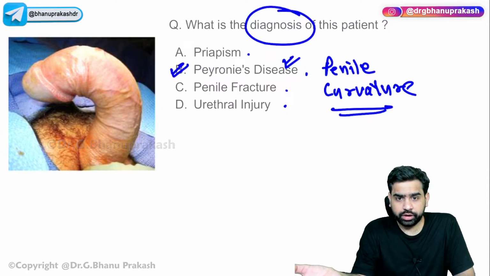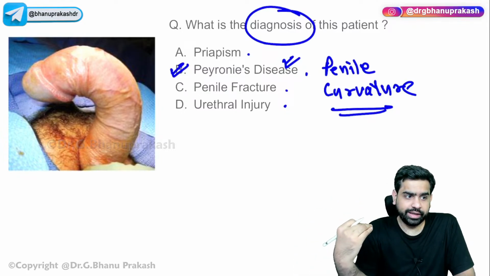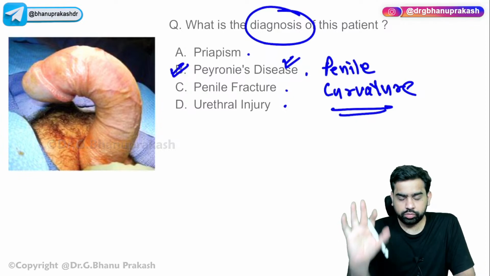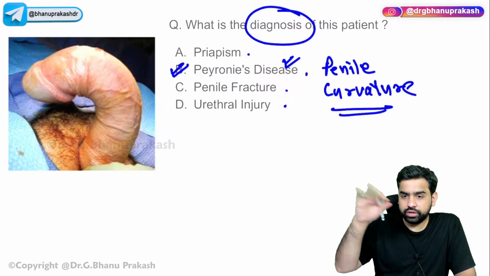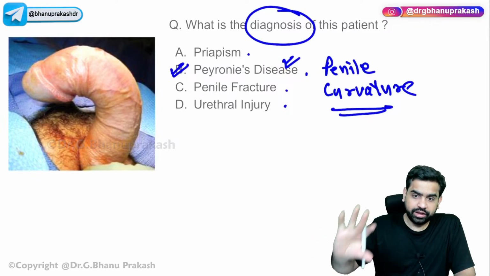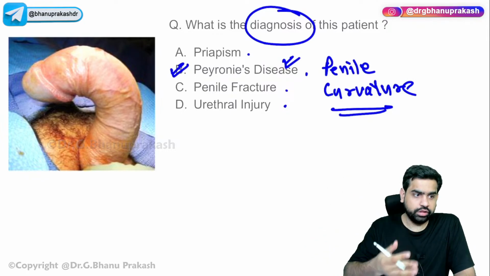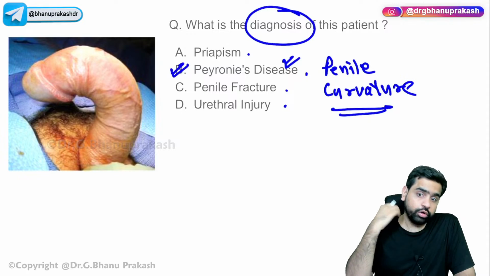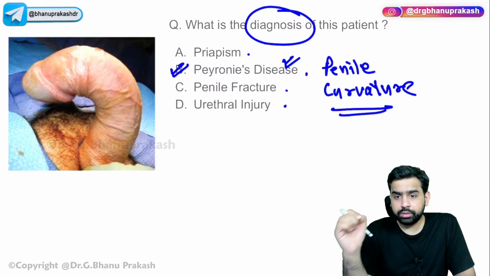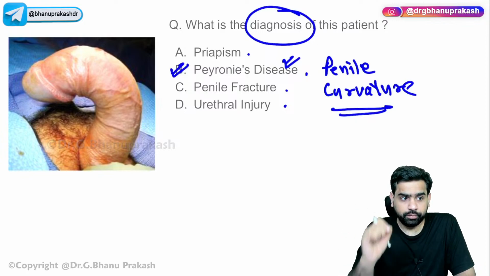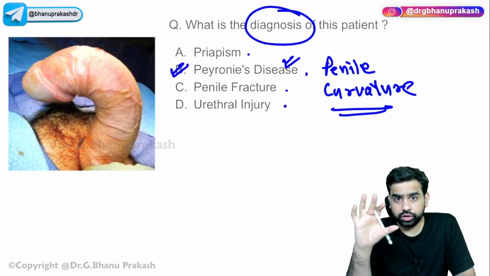Because of this, the penile curvature is basically happening. Okay, so this is penile curvature. There are various surgeries which you can do. You can simply go ahead with the plication, you can go ahead with the excision of that particular plaque and graft repair and all this stuff. But yes, Nesbitt's procedure is one of the procedures which you perform in these patients of Peyronie's disease. Okay, so I hope you have understood this point.